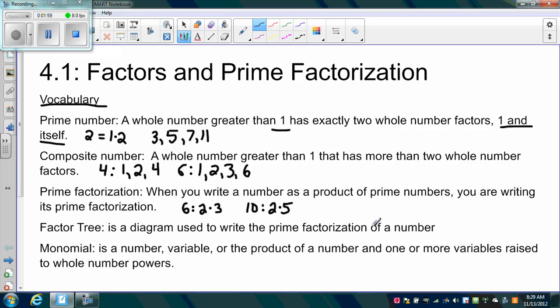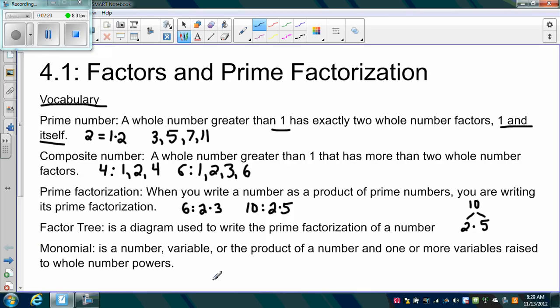A factor tree, which we'll go over, is a diagram used to find the prime factorization of a number. So you may have 10, this is a simple one, 2 times 5. It helps you figure it out, but when you have much larger numbers, this is very helpful.